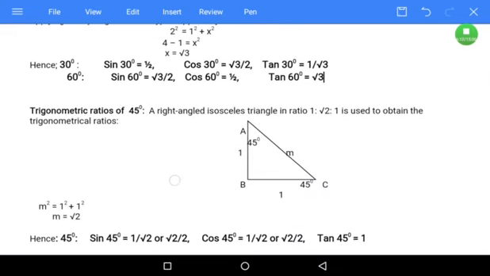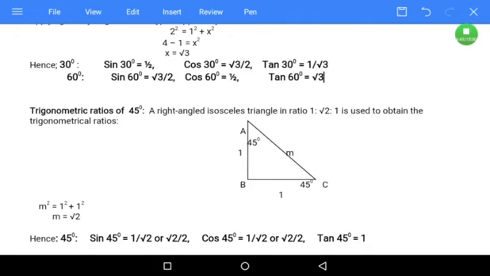Alright, but if you are asked to do that for angle 45 degrees, what do we do? What you need to do first is you don't need to draw an equilateral triangle here. What we draw here is a right angled isosceles triangle. What do I mean by a right angled isosceles triangle? An isosceles triangle is any triangle that has two sides equal and the third side not equal to the other two, but the base angles of that third side are equal.